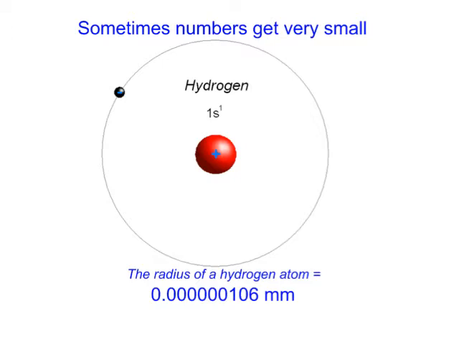Sometimes in science, numbers get very, very small. For example, when we look at the hydrogen atom and we want to know its radius in millimeters, well, it's this number. It's a very, very small number. Sometimes it's not very convenient to read a number like this, 0.000000106 millimeters. So we have a different way that in science we write numbers like this.